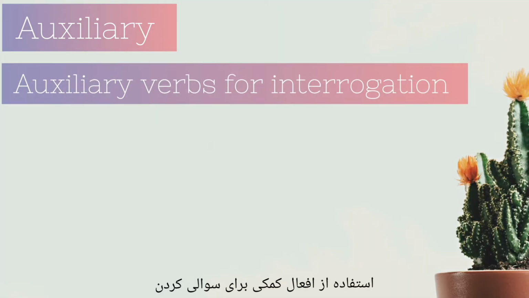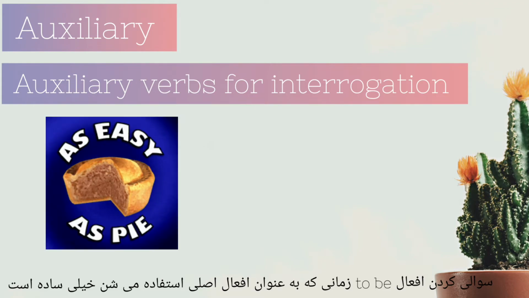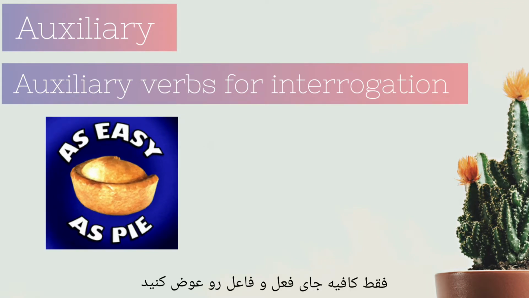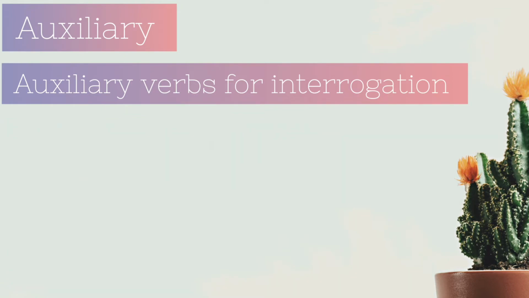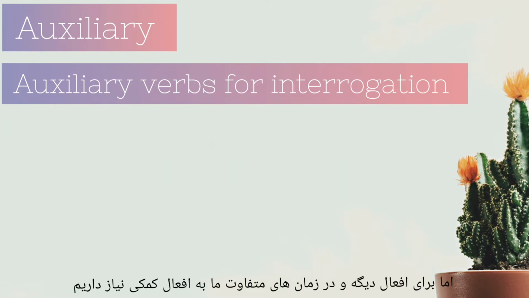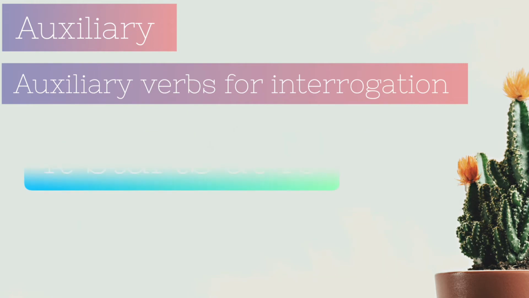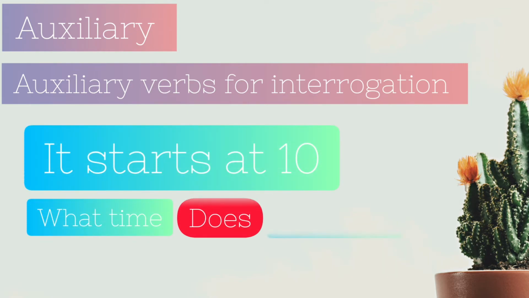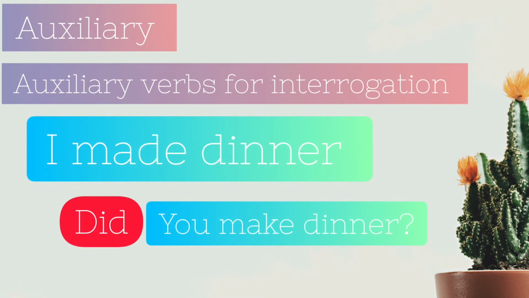Using auxiliary verbs for interrogation. Making questions with to-be verbs when they are used as main verbs is super easy. You just have to change the place of subject and the verb. You are happy. Are you happy? But with other verbs and in different tenses, we need auxiliary verbs to help us out. I know the answer. Do you know the answer? It starts at 10. What time does it start? I made dinner. Did you make dinner?